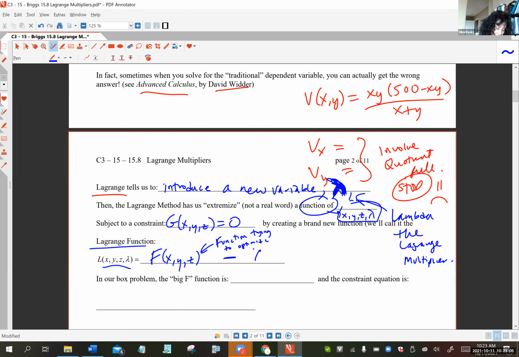Minus lambda times big G of x, y, z. So this is a brand new function we're creating called big L.